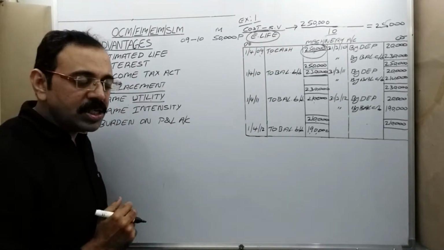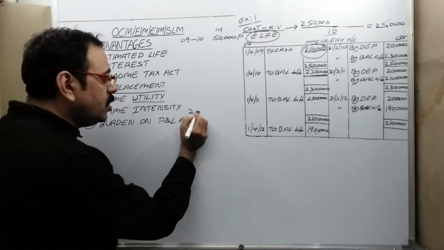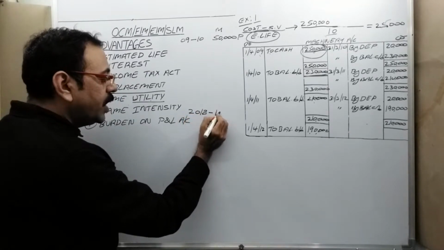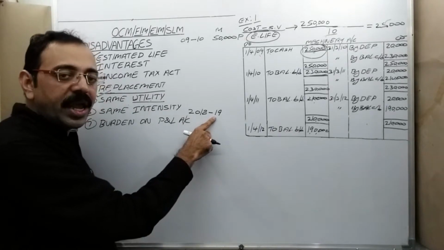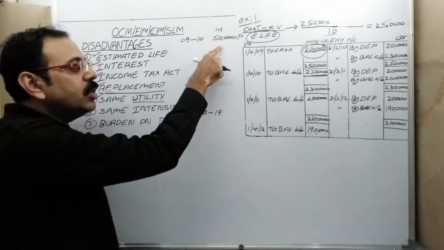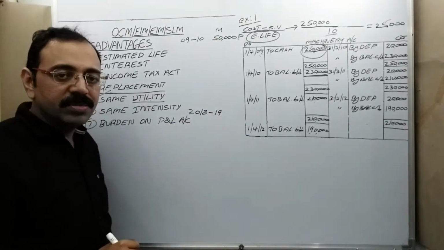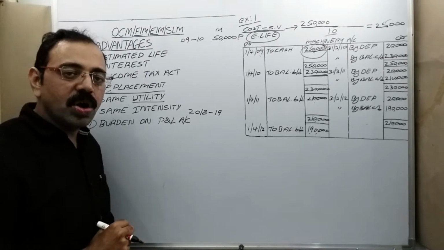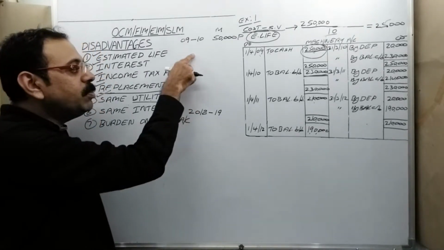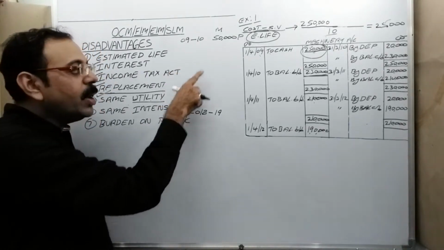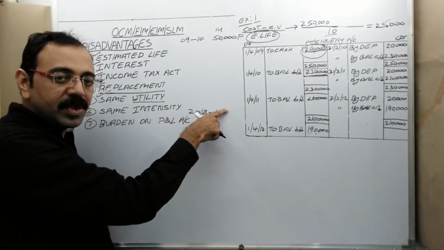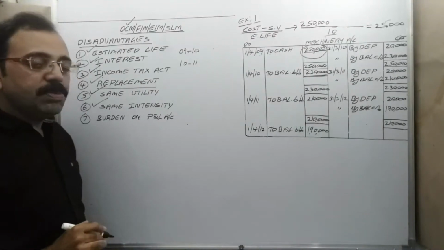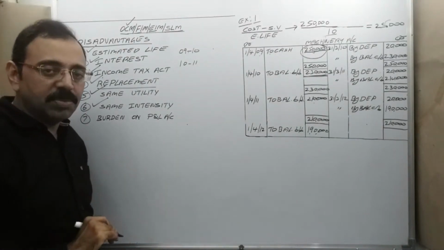Means what will be the last year? 2018-19. We assume that till 2018-19, asset gives same benefit to us. But this assumption is wrong. As asset becomes older, what happens to its efficiency? Decreases. Okay? This method is based on another wrong assumption.